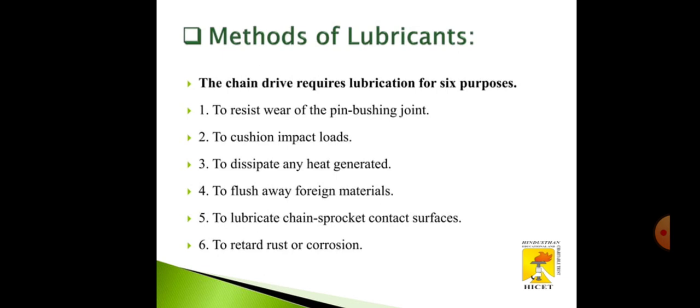The lubricant is required for six purposes: to resist wear of the pin bushing joint, to cushion impact loads, to dissipate any heat generated, to flush away foreign materials, to provide a film between the contact surfaces, and to retard rust or corrosion.